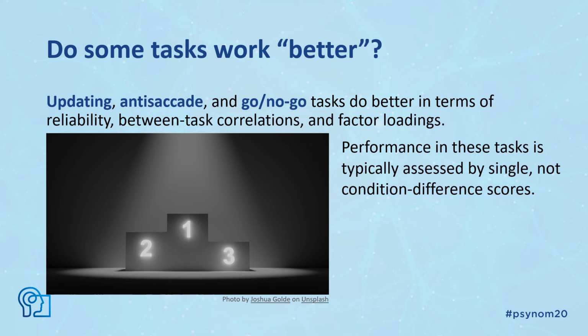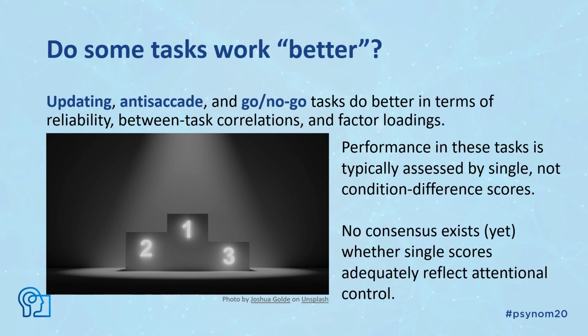However, that is a point for quite a debate. Amongst our authors, we quite disagree on whether such single scores adequately reflect attentional control. So for example, for updating, when you think about accuracy across all trials, how much does that really reflect attentional control, and how much does that reflect maintenance, for example?